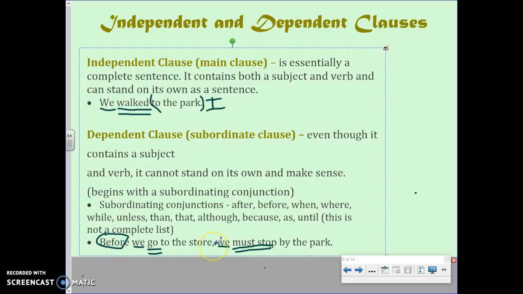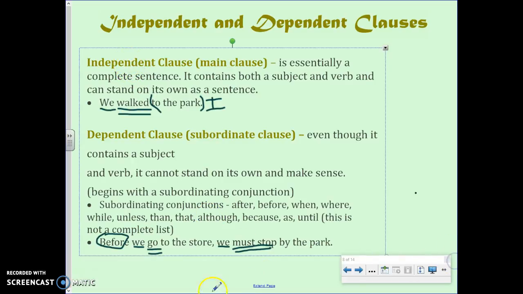put a period here and just go "before we go to the store" and have the sentence end there, the sentence doesn't make sense. It doesn't say what we have to do before we go to the store. So it needs clarification, it needs more information, and that's why we call it dependent or subordinate. It's subordinate to the main, as in the main provides the information, or it's dependent to the independent. So it depends on information from the main clause.